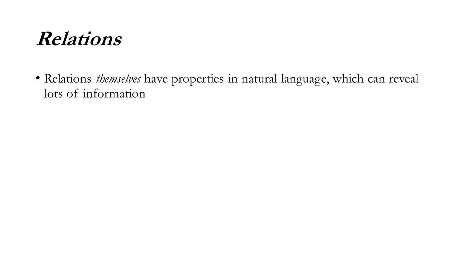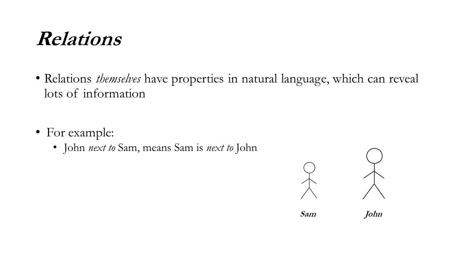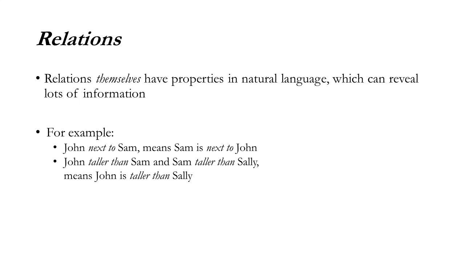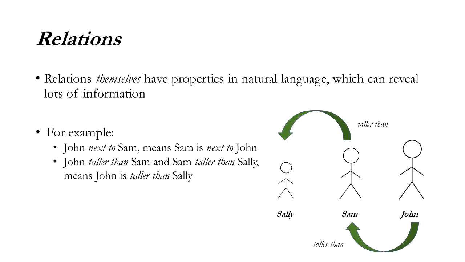Now, relations themselves have properties in natural language, and that can reveal lots of information as well. So consider John next to Sam means that Sam is next to John. Again, here we go. These arrows go both ways. If you have one, you know you have the other. Similarly, John taller than Sam and Sam taller than Sally means John is taller than Sally. Here we go. The culprits lined up, and the relationships borne out with these green arrows of taller than.